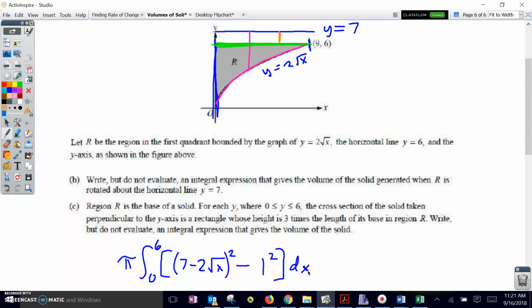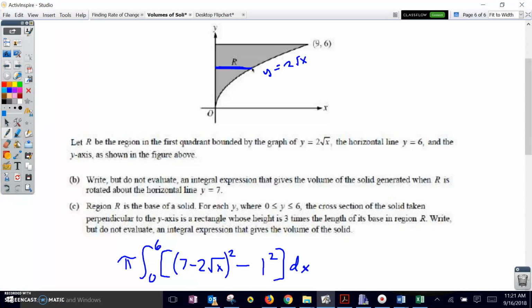Part C. The region R is the base of a solid. And I'm going to erase some of my notations up here on my picture. The region R is the base of a solid. For each y, where 0 is less than or equal to y is less than or equal to 6, the cross-section of the solid taken perpendicular to the y-axis. So it's a cross-sectional slice like this, perpendicular to the y-axis.